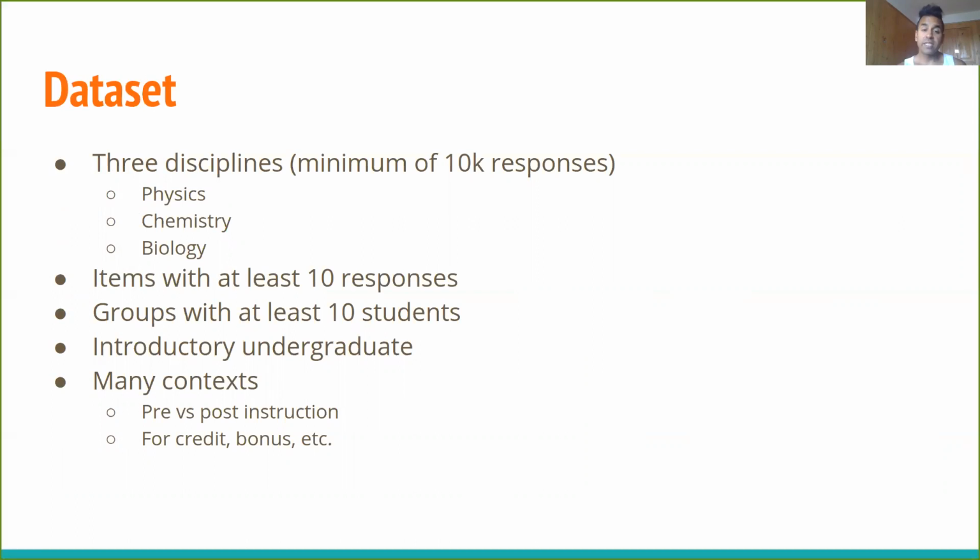We have 3 disciplines in our data set: physics, chemistry, and biology. Each item will have at least 10 responses. Each group will have at least 10 students, and each discipline will have at least 10,000 responses, as we said. And there's many contexts. Some teachers are using it as a pre-instruction, so it's a harder question. Sometimes it's post-instruction, pre-exam review, for credit, for bonus, optional. All of these things have an impact on the types of explanation students write.